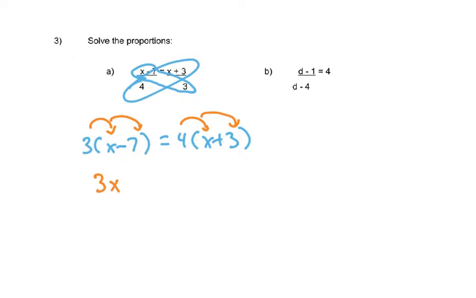So we have 3x minus 21 equals 4x plus 12. And I hope that you're seeing that I'm doing 3 times negative 7 to get negative 21. 4 times 3, that's where the 12 is coming from. Okay, so what do I do from here?